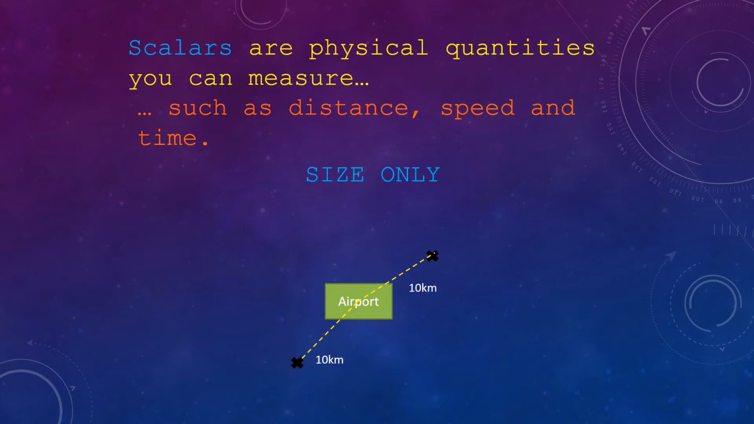Another example is time. Time is just how long it's been since you started measuring. So, for example, it took Usain Bolt 9.63 seconds to run 100 meters. These quantities only have a size associated with them. They don't have an additional property, direction, which is what makes the difference between a scalar and a vector.